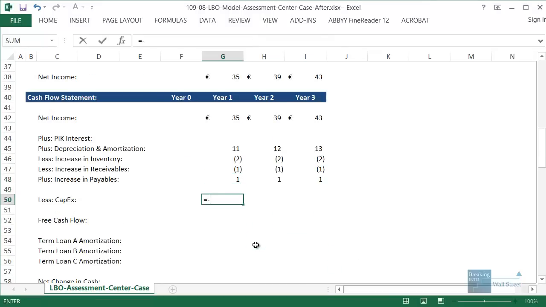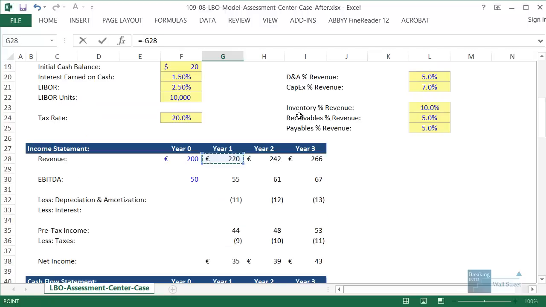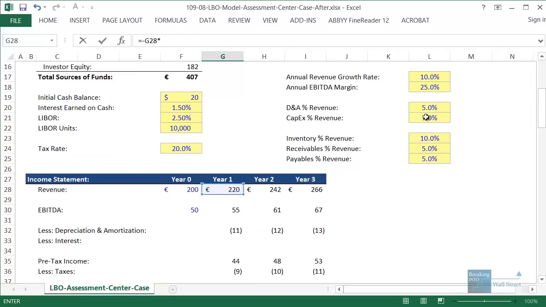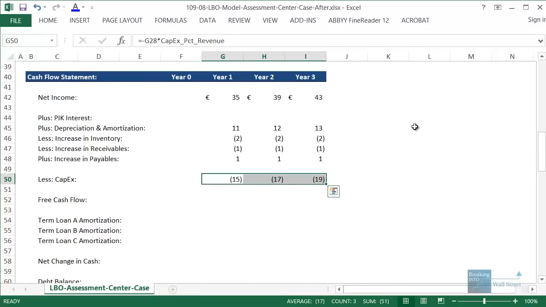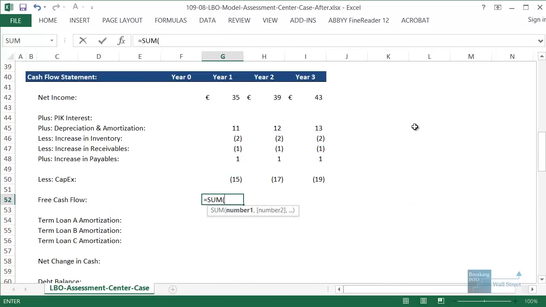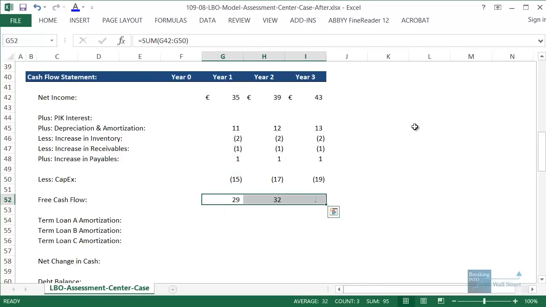For CapEx, we can take our revenue up here and multiply by CapEx as a percent of revenue. Copy this across. For the free cash flow, let's just do a summation of everything above on our cash flow statement, and we have that.